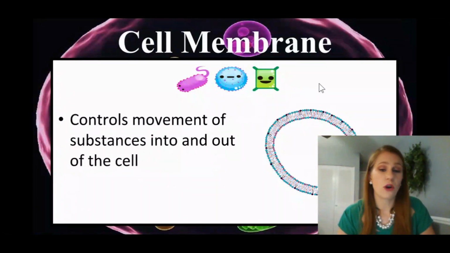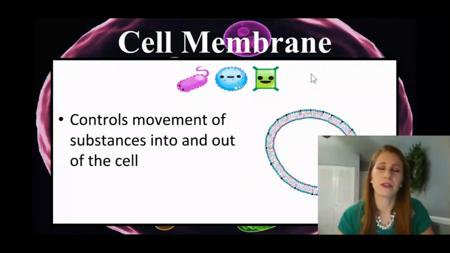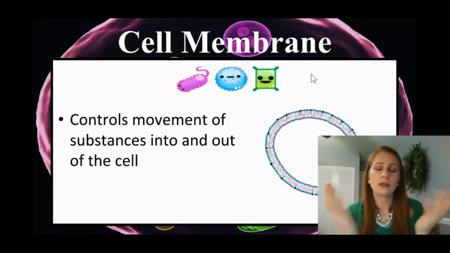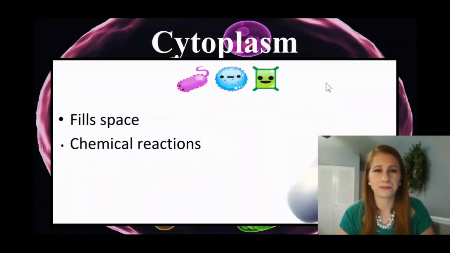The cell membrane we've already talked about. It controls movement of substances into and out of the cell. It's only going to let some things in and keep other things out. In our last video, I talked about how the cell wall, for me, is kind of like the wall of a castle, or maybe the moat around the castle. It's something there to protect the cell and only let certain things in and out.